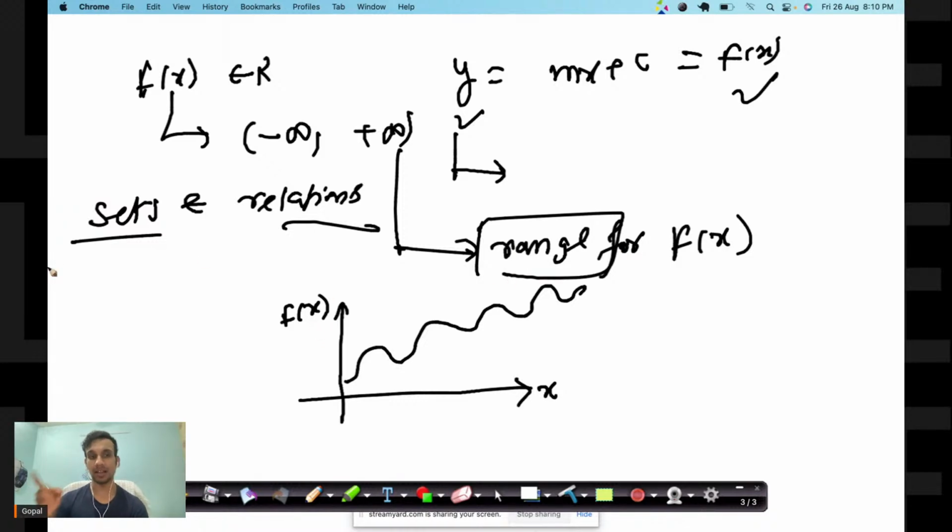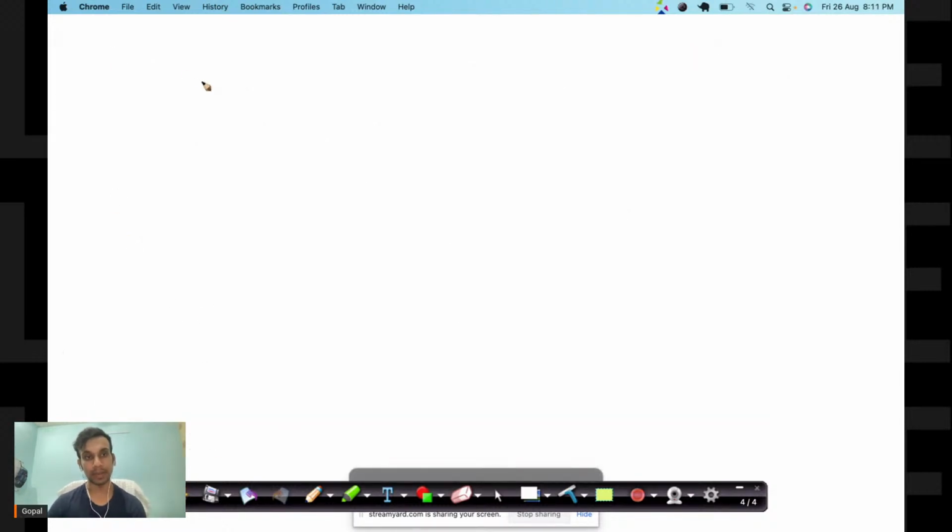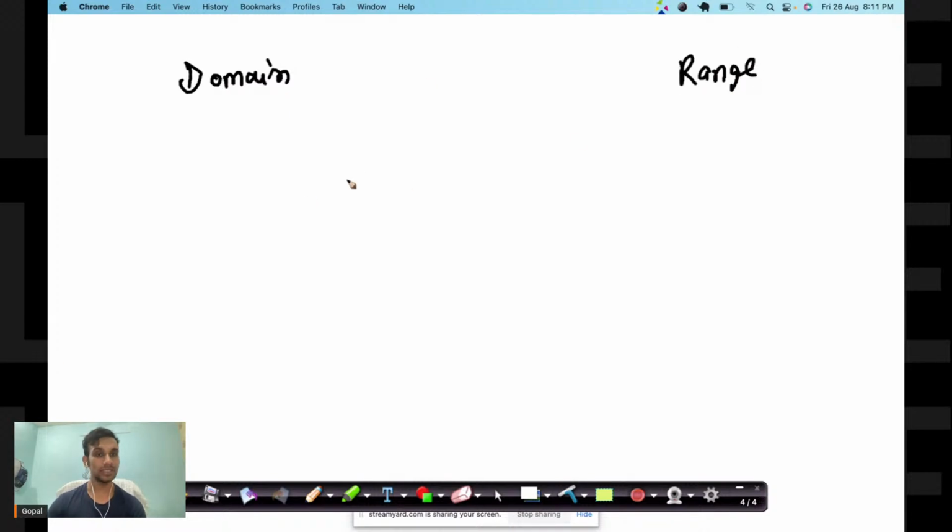Okay, and there is another entity for this very concept. In this concept, we call it domain. Domain is what we take input from. So if I put it here, we have the domain, and we also have the range. This domain is responsible for the input values.